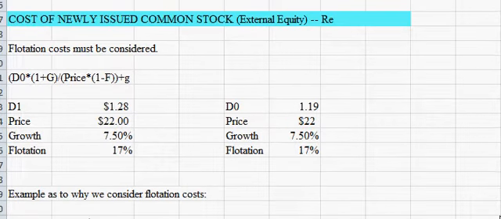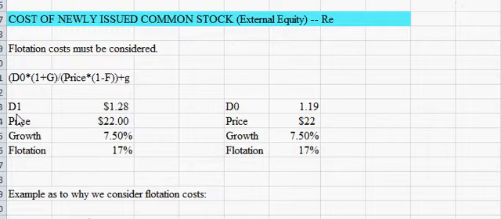In calculating the component cost of common stock and the weighted average cost of capital, if you're dealing with newly issued common stock, you're going to have new stock, then you have to consider the flotation. The same formula that's been used before, the Gordon growth or dividend discount model, is used, which is the dividend most recently paid multiplied times 1 plus the growth rate, and then you divide that by the price times 1 minus the flotation percentage. And once you find that part of the formula, then you add back the growth rate.